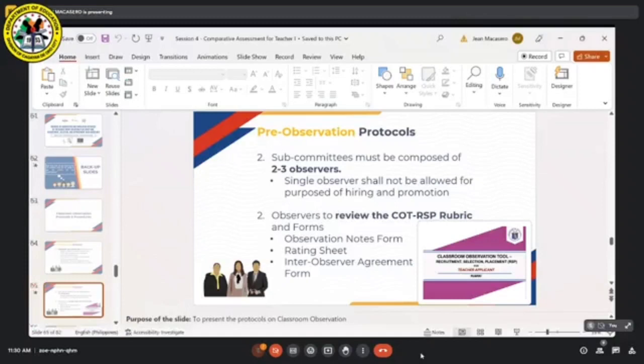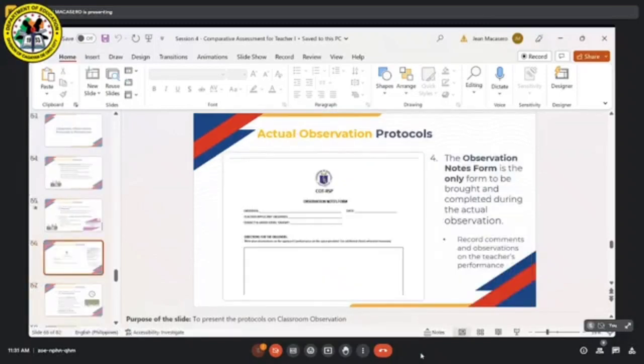And then, what I showed earlier: observers are to review the COT-RSP rubric and forms. We will be bringing the observation notes, the rating sheet, and the inter-observer agreement form for the actual observation.